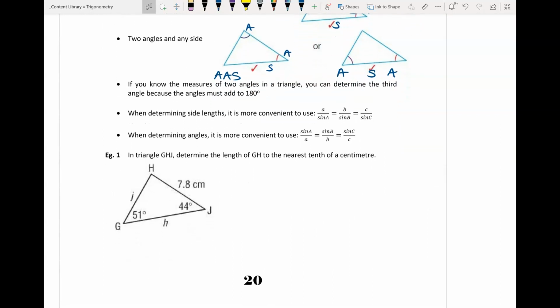Another point to note: if you know the measures of two angles in a triangle, you can also use the rule that all three angles in a triangle add up to 180. To determine the third angle, you just do 180 minus the other angles. For example, angle C can be found by taking 180 and subtracting angle A and angle B.